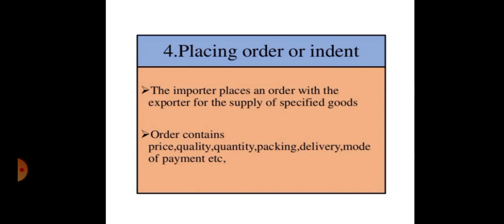This indent contains the following information: the price, the quality, the quantity, the packing, delivery, and mode of payment. If the importer explains everything in the indent, then this order is known as the closed indent. But if every term and condition is not clear, some terms and conditions are clear but some are not, then that indent is known as the open indent.